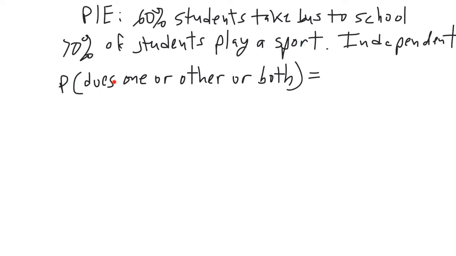What is the probability that if I pick a random student, that student either takes the bus or plays a sport or does both? Notice that there's only one event here. I'm picking a student. What's the chance that student does one or the other or both?